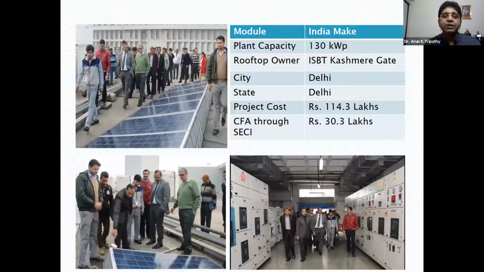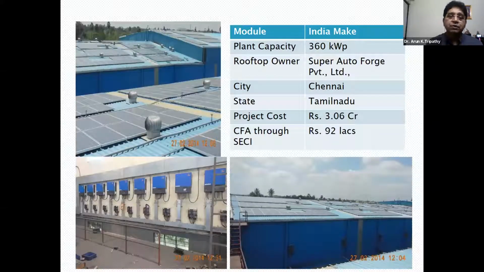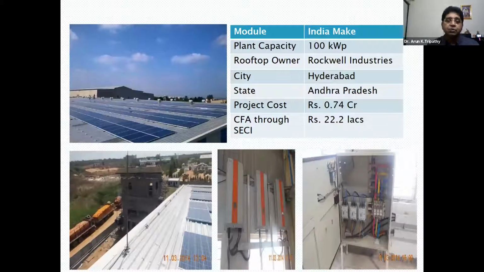So ISBT, Kashmiri Gate, Metro. You can see Metro, railways, defense. All these sectors have been tapped by us to install solar in their areas.